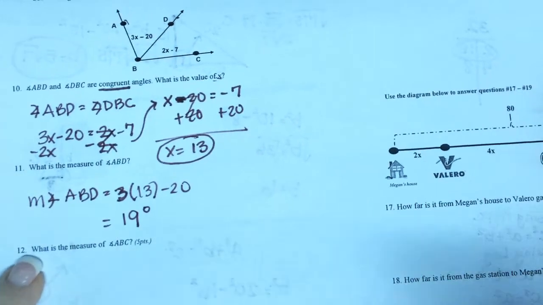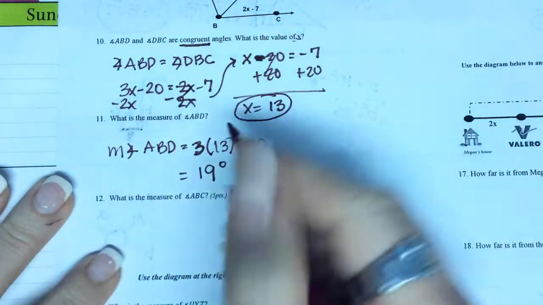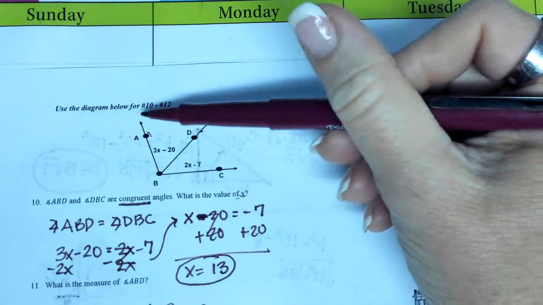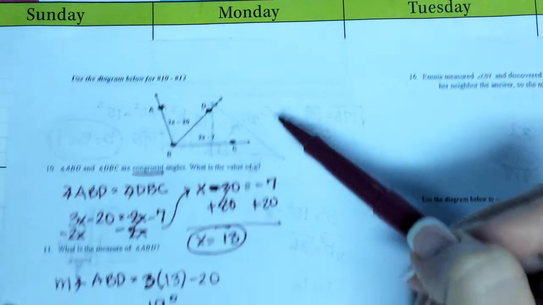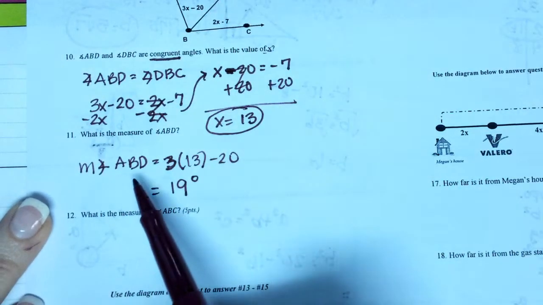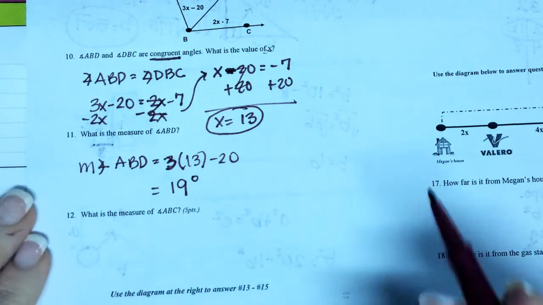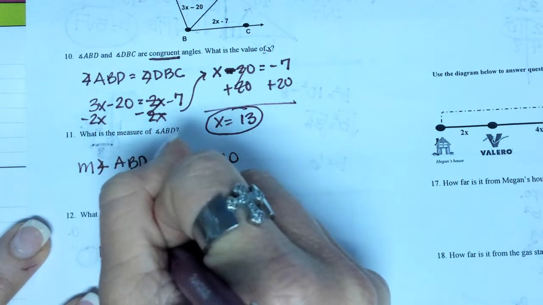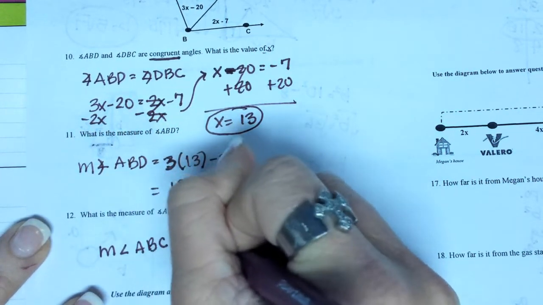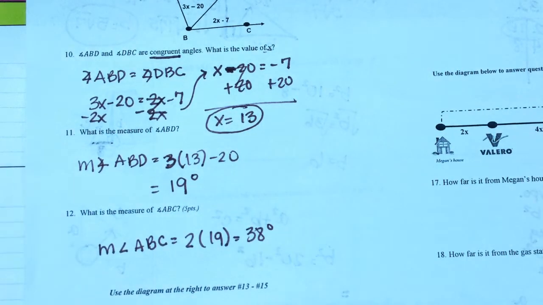All right, so what is the measure of angle ABC? So remember, the measures of ABD and DBC are the same. So all I have to do is take the measure of angle ABD and multiply it by 2, because that would be the same as adding those two together, and that'll give me the measure of angle ABC. So the measure of angle ABC equals 2 times 19, which equals 38 degrees.